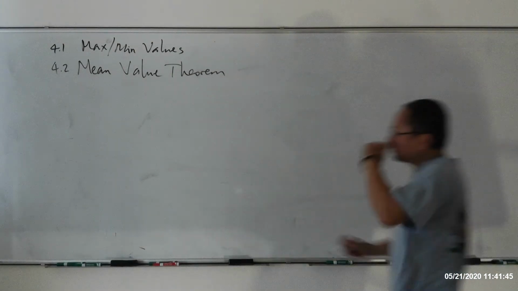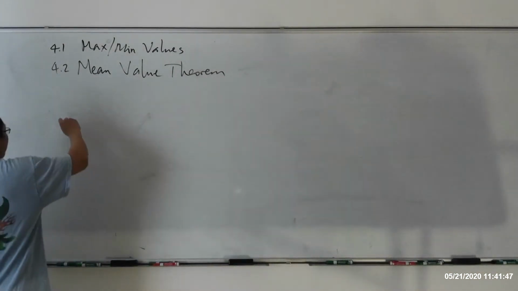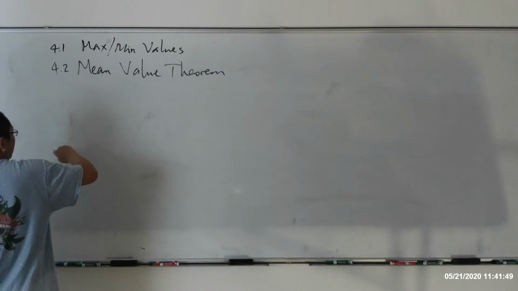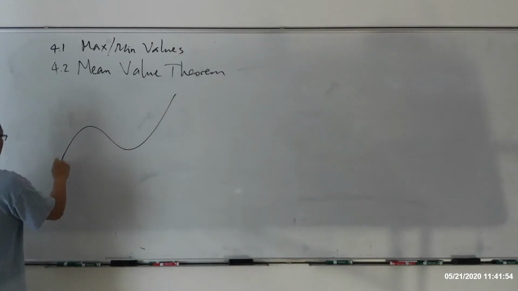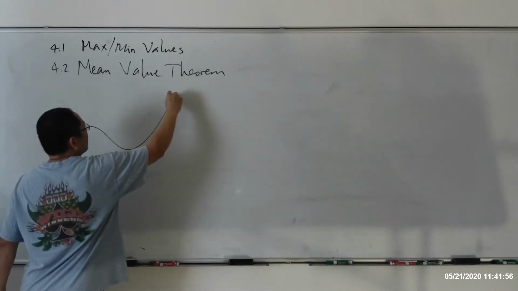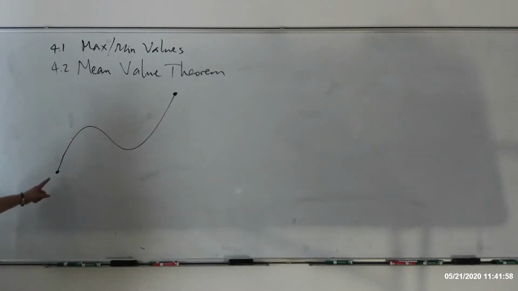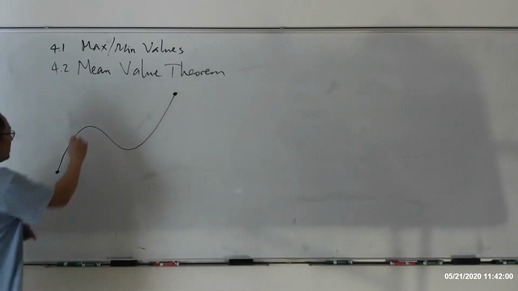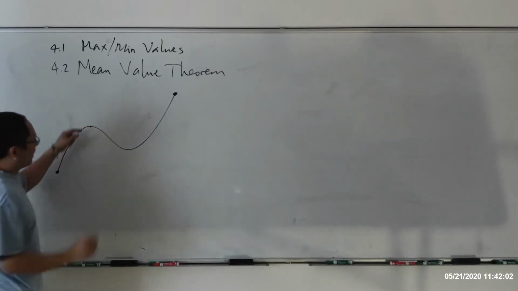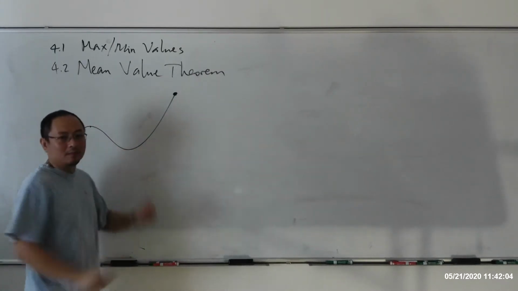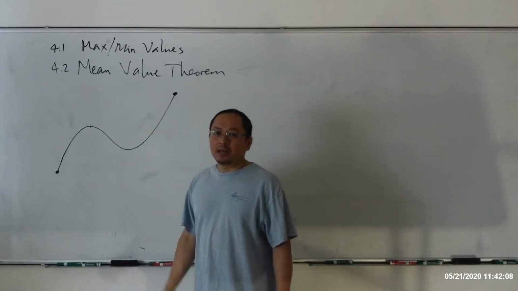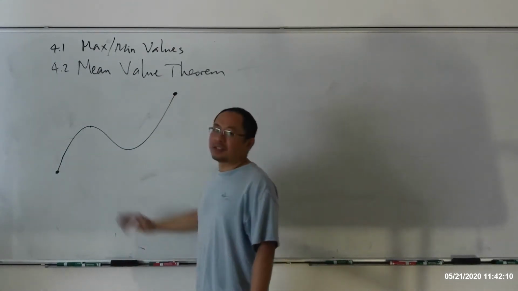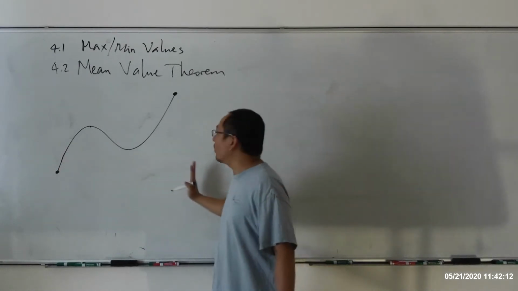Okay, let me show you a graph. Let's say I have a graph, right here. The graph starts right here, goes up, hits some top, then goes down, hits the bottom, and goes back up. So what does absolute max mean? The highest point on the entire graph. Entire graph means we're talking about the entire domain of the function.